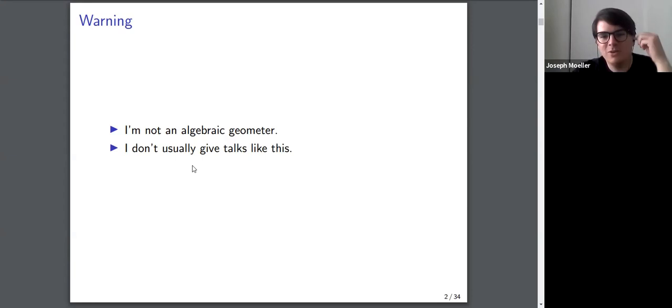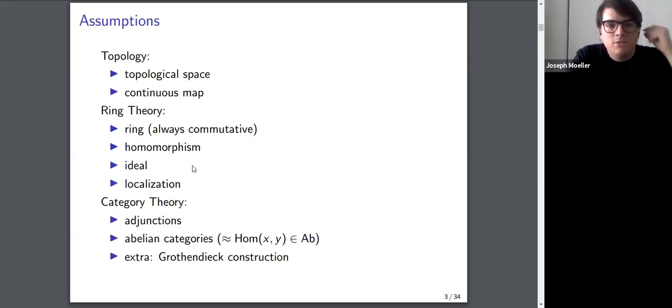Okay, and I also don't usually give talks like this that are not about my own research. I know that a lot of other grad students and seminars spend a lot of time taking a section or a chapter of a book, completely absorbing it and then giving a talk on it, but I haven't done a ton of that. So it was a little uncomfortable for me to write this to a certain degree, but hopefully it's not too bad. So this is what I'm going to assume that you know. Hopefully it's not too much.